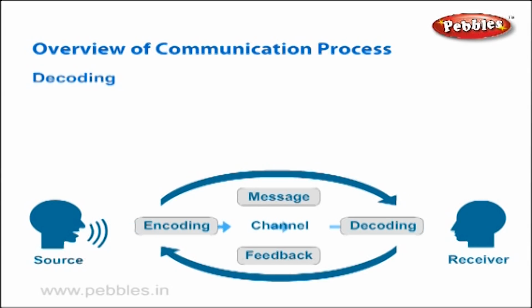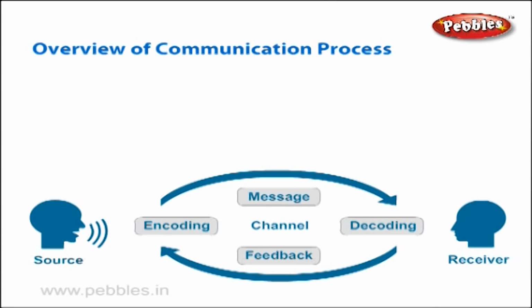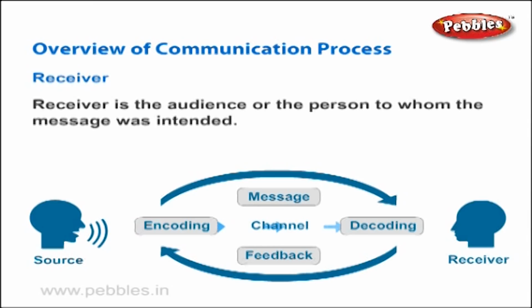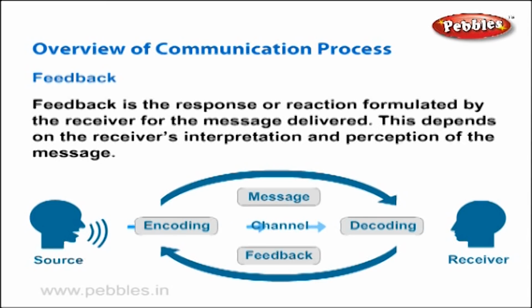Decoding. Decoding is the process of breaking down the message and understanding it. Receiver. Receiver is the audience or the person to whom the message was intended. Feedback. Feedback is the response or reaction formulated by the receiver for the message delivered. This depends on the receiver's interpretation and perception of the message.